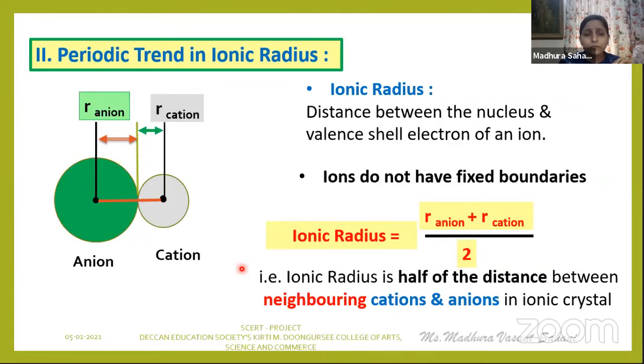So this is the formula to calculate the ionic radius: radius of anion plus radius of cation divided by 2. Now, just look at this diagram. From the diagram you will come to know that there is a difference in the size of cation as well as anion. Cations are smaller in size, whereas anions are larger in size. What is the reason behind it? Why is this so? We are going to reason out these two questions in the next slide.